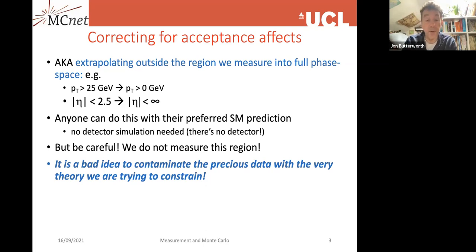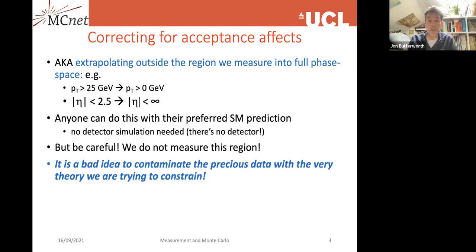So you can do that, but of course you're buying that Monte Carlo to do that. So that result will depend on whatever assumptions, accuracy and precision that Monte Carlo has in the region that you didn't measure. And we really must be careful, because we have to remember we didn't measure that region. So in general, it's a really bad idea to contaminate the data with the theory we're trying to compare to.